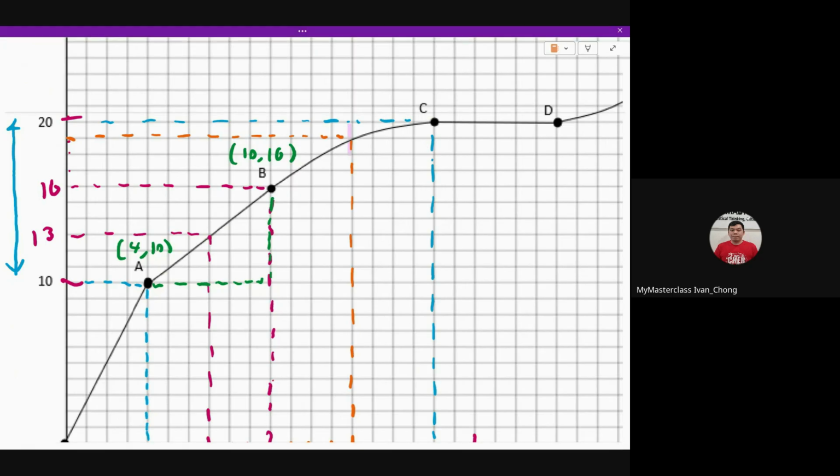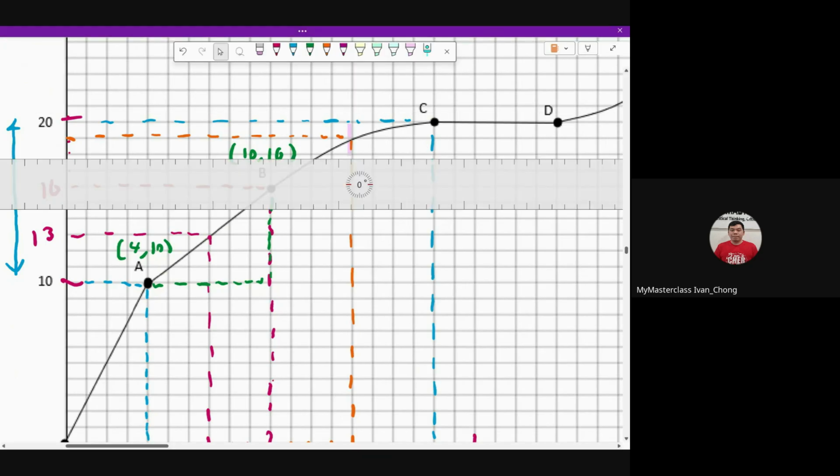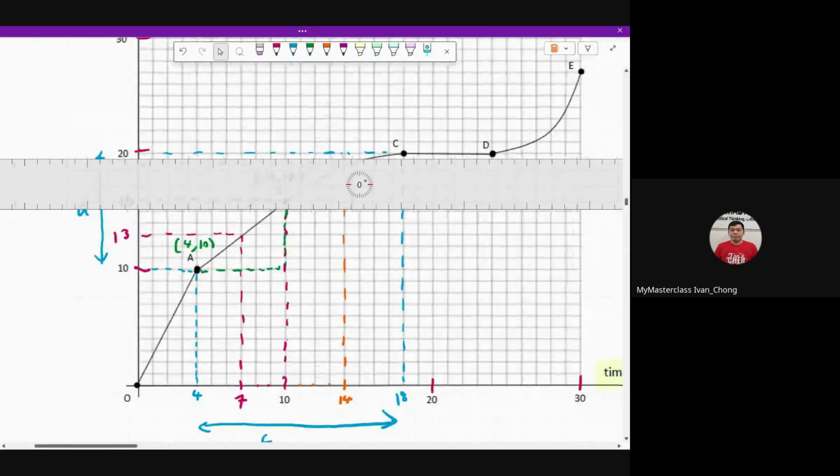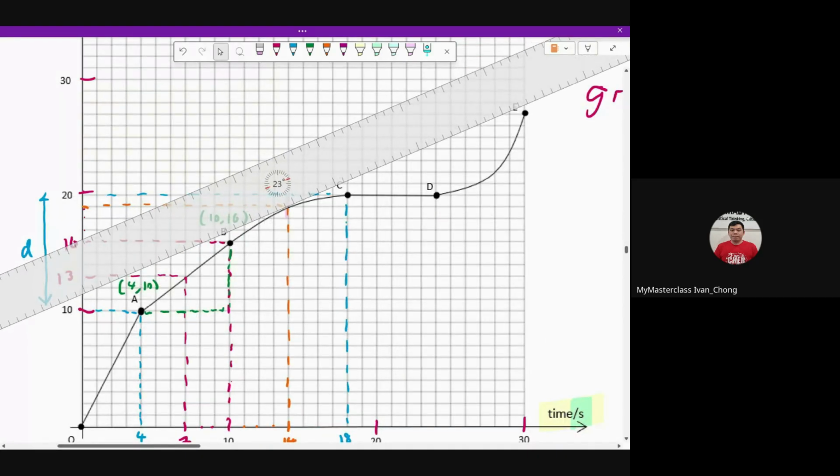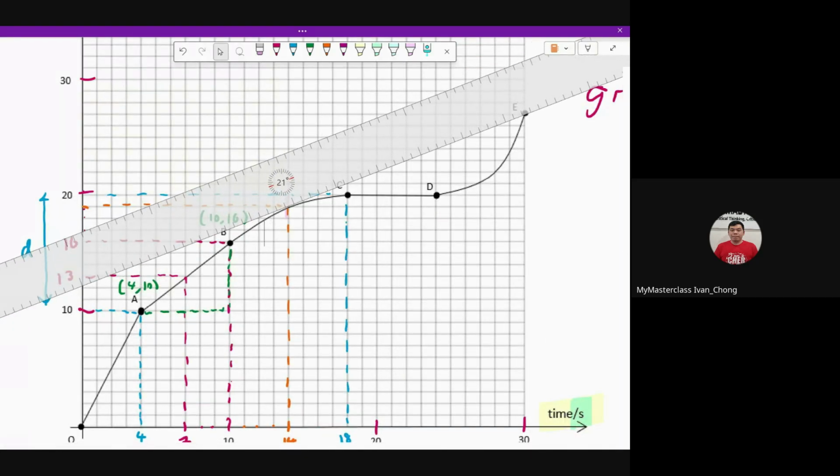So how do we find the instantaneous? When you want to find instantaneous itself, basically you grab your ruler and you want to place it at the point over here. So you want to reach to a certain point where you can draw a very nice line across.